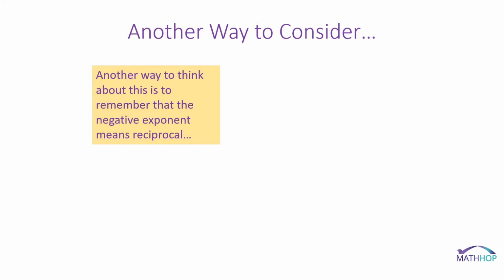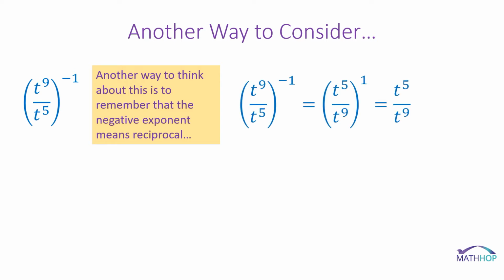All right, let's think of another way to think about that same problem, which is simply to remember that the negative exponent means reciprocal. So when we have t to the 9th divided by t to the 5th, all raised to the -1 power, the first thing I'm going to do is flip that fraction, because that's what a -1 power means. It means the reciprocal. So I'm simply going to flip that and change that to a +1.